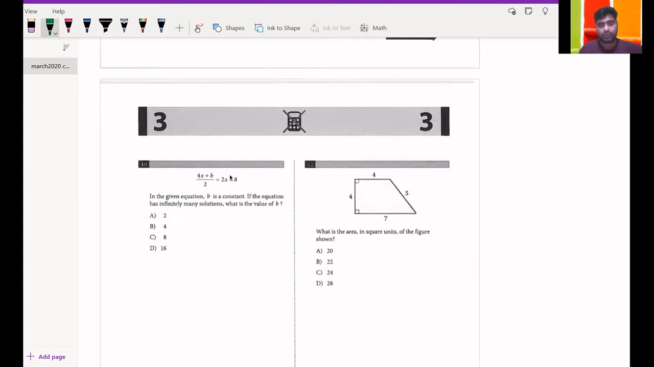So I'll move the 2 to the other side. I'll multiply by 2 on both sides. So 2 times 2x is 4x. 2 times 8 is 16. The value of b is 16. Number 11.